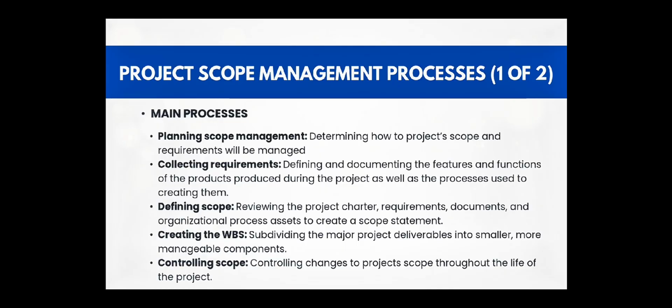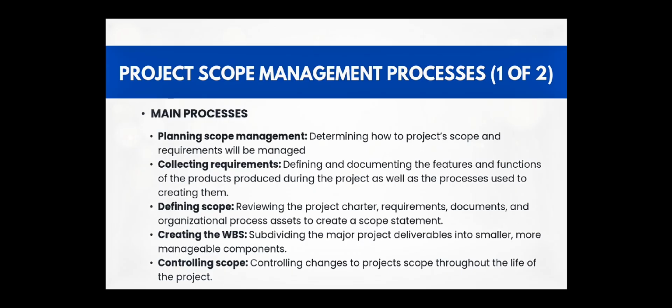The fourth project scope management process is creating the work breakdown structure. It involves visually organizing project deliverables into different levels based on dependencies.